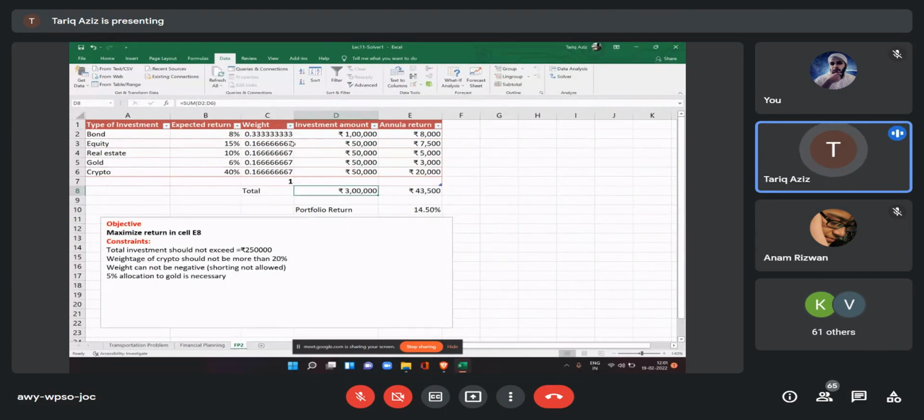The problem here has already been specified. We have several asset classes. The first is bond, equity, real estate, gold, and crypto. Expected return has been given here. Bond has an expected return of 8%, equity 15%, real estate 10%, gold 6%, and crypto 40%. Then the amount of investment is given here. 1 lakh is being invested in bond, and so on.